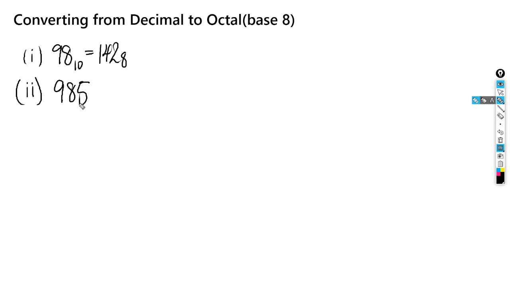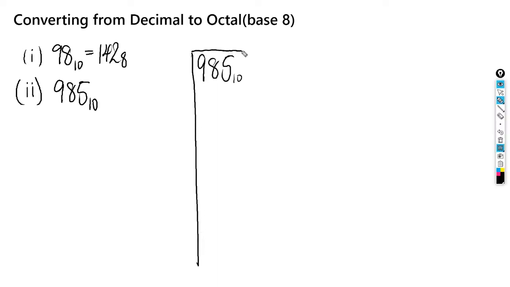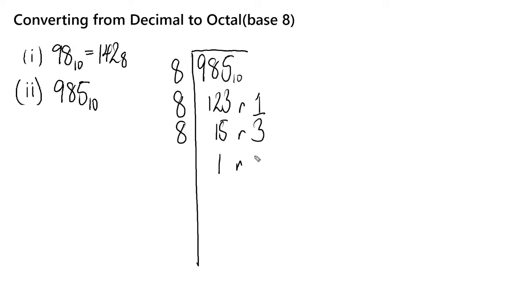We're going to look at a much larger number in base 10 now, and we want this in base 8. We do the same thing: 985 in base 10, and we divide by 8 multiple times to find the remainders, and the remainders are the number we need. Dividing 985 by 8, we get 123 with a remainder of 1. Then 123 divided by 8 is 15 with a remainder of 3. Then 15 divided by 8 is 1 with a remainder of 7. Then 1 divided by 8 is 0 with a remainder of 1.